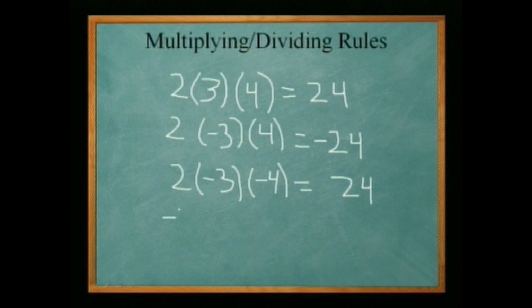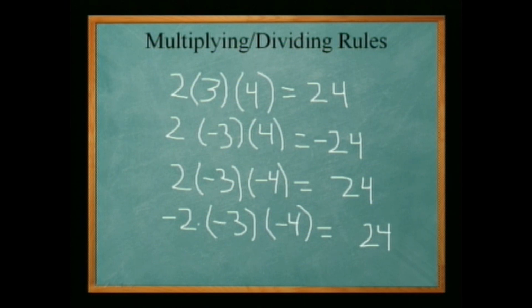Now if we look at negative 2 times negative 3 times negative 4, we know it's going to be 24. We have 3 negatives. 3 is an odd number. So our answer is going to be negative. Basically, pairs of negatives are going to cancel each other out. We get one left over, so the answer is going to be negative.